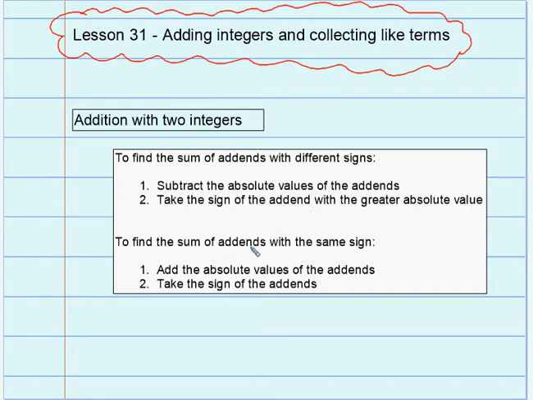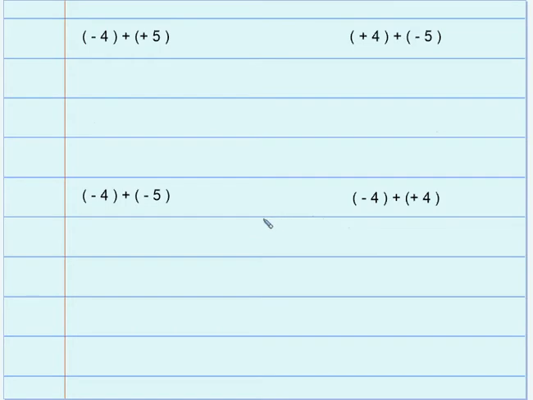To find the sum of addends with the same sign, we're going to add the absolute values of the addends and take the sign of the addends. Okay, so first off, notice that when we are adding, this is all adding, we are finding the sum. If they have different signs, then we're going to end up subtracting the absolute values. And if they have the same sign, we're going to end up adding the absolute values. Okay, so that's the difference there. So we're going to go to the next slide here and do 4 sample problems.